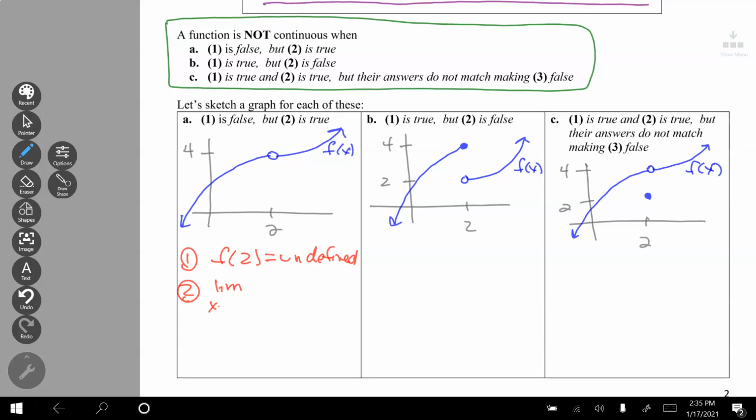The limit as x approaches 2 from both sides of the graph is equal to 4, because you can tell that the left side of the limit is equal to the right side limit. They both equal 4. They both meet together. This is the left side limit, and this is the right side limit. They both meet at y equals 4.